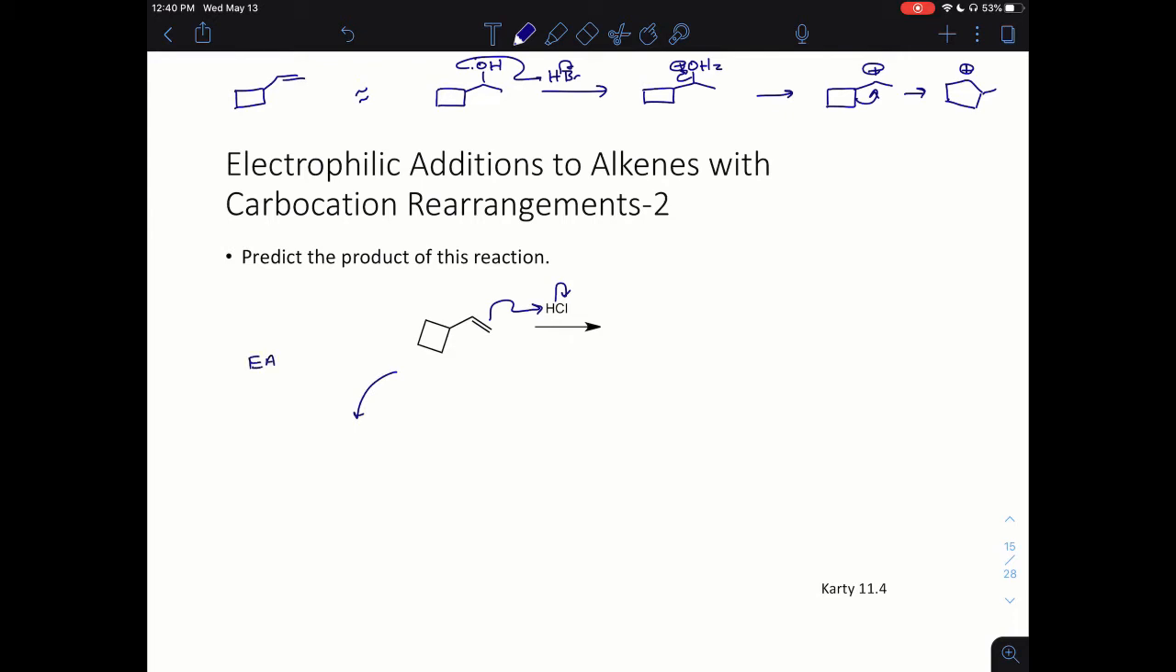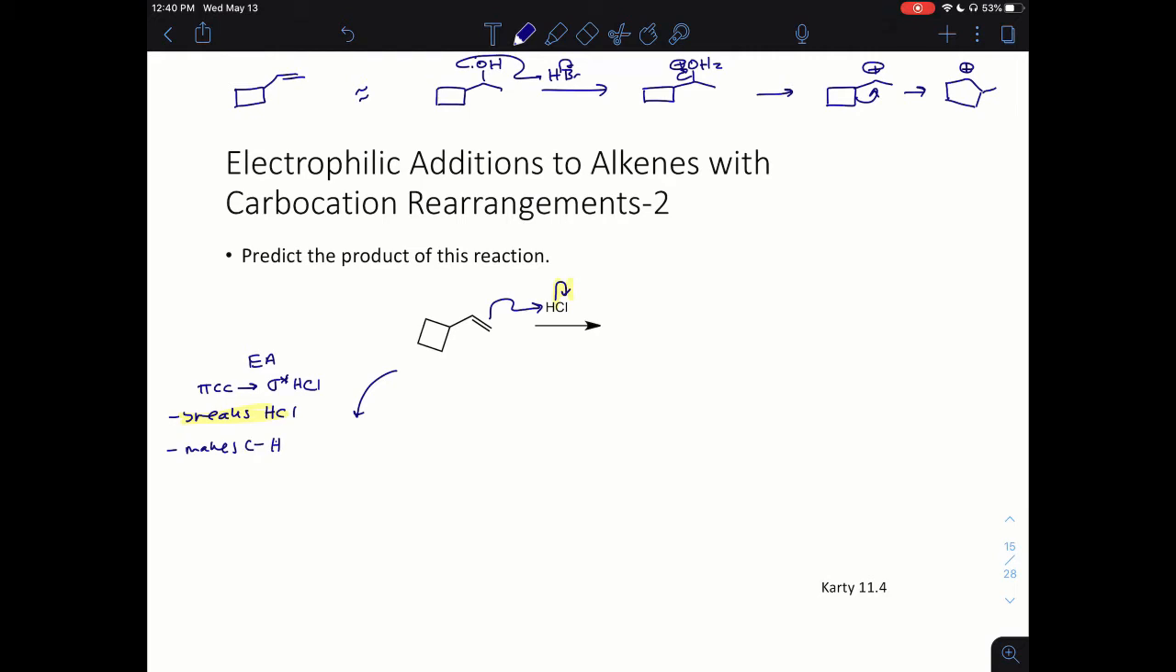So after we have the electrophilic addition step, the alkene adding to sigma star HCl, which breaks the HCl bond and makes a carbon-hydrogen bond. And that carbon-hydrogen bond will be made to one of the two carbons of the alkene. You have to choose. And the bond is made to generate the most stable carbocation. So between the two choices available, protonating at carbon 1 will generate a secondary cation.